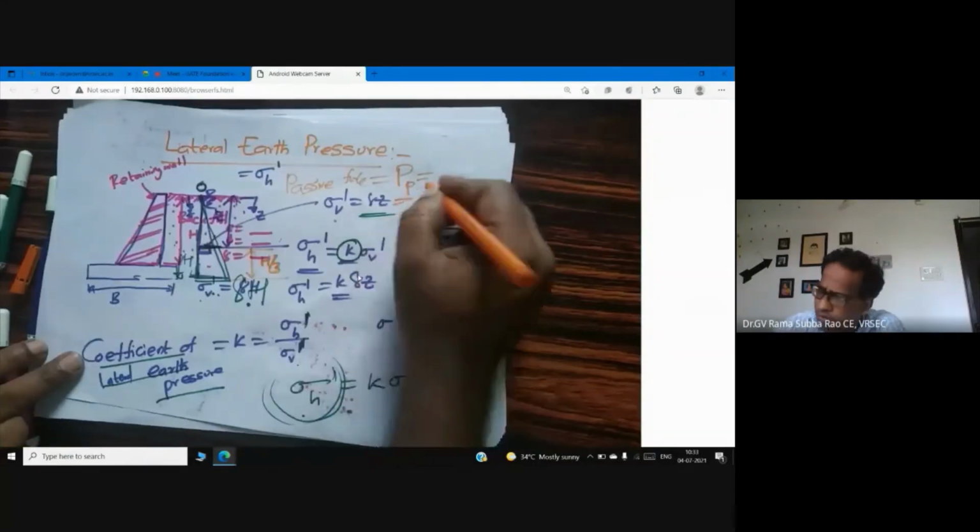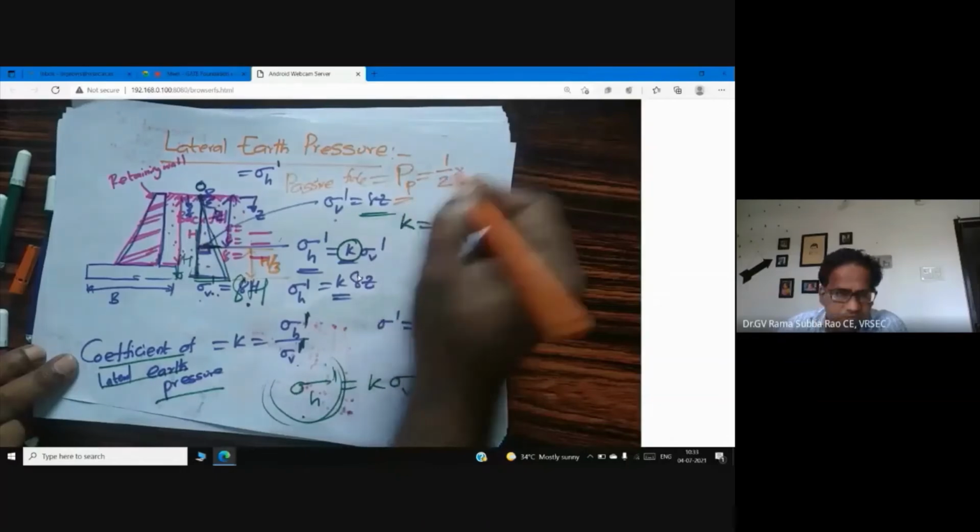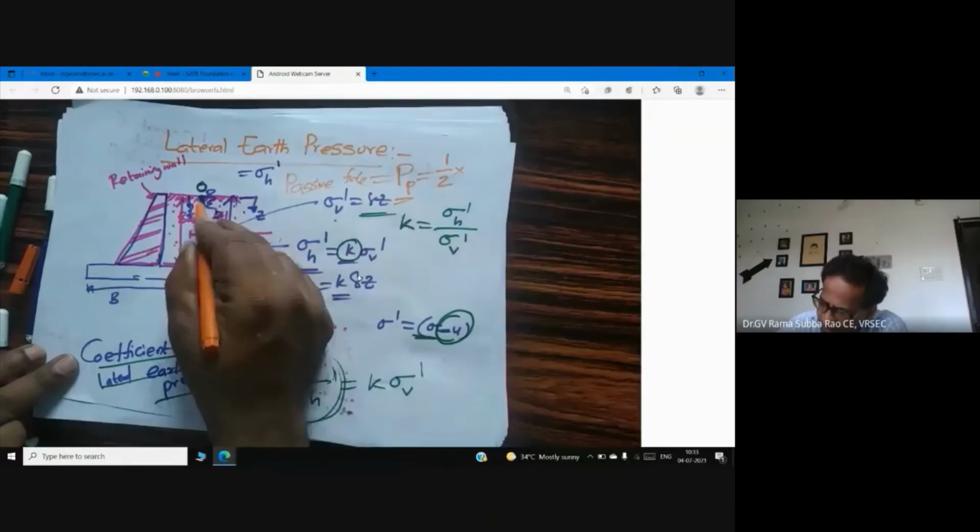PA is equal to half. Why am I writing half? You know that the variation is triangular.